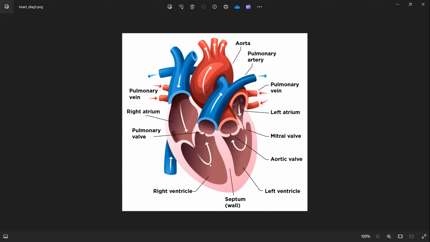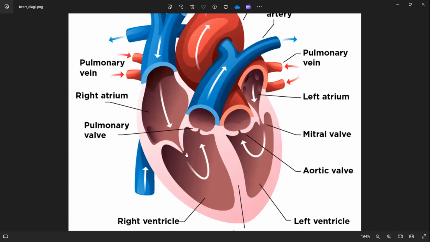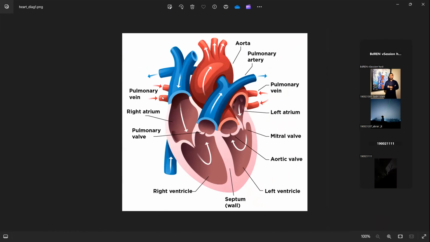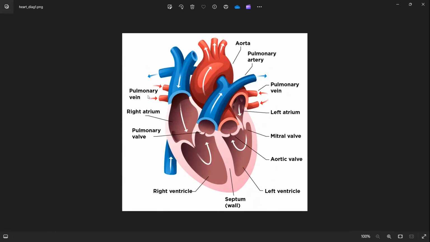This is where the blood will be. This is your atria, this is your ventricle. This is your left atrium, this is your left ventricle. And you see these things. This is the valve I was talking about. From the veins, the oxygen-poor blood will come to the heart. Through this vein, blood will enter the right atrium. From the right atrium, the blood will go to the right ventricle through this valve.